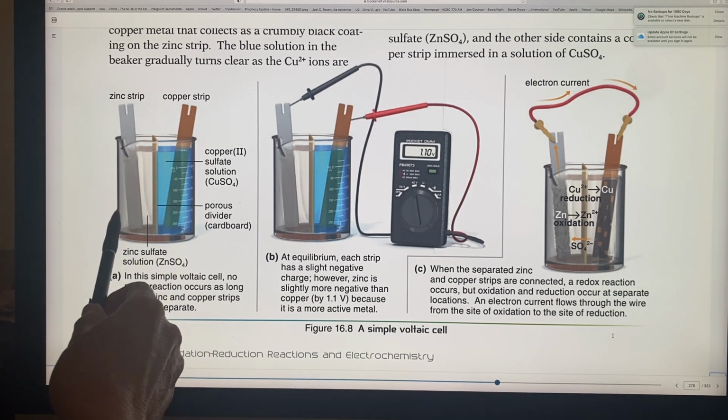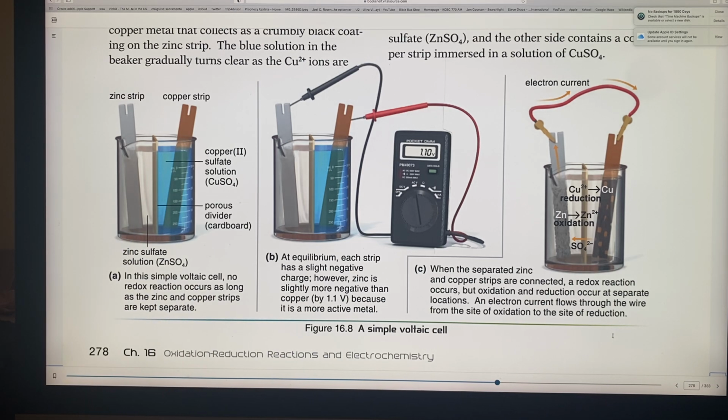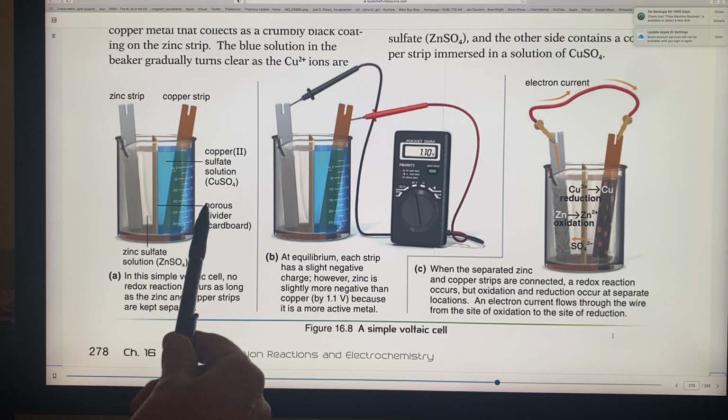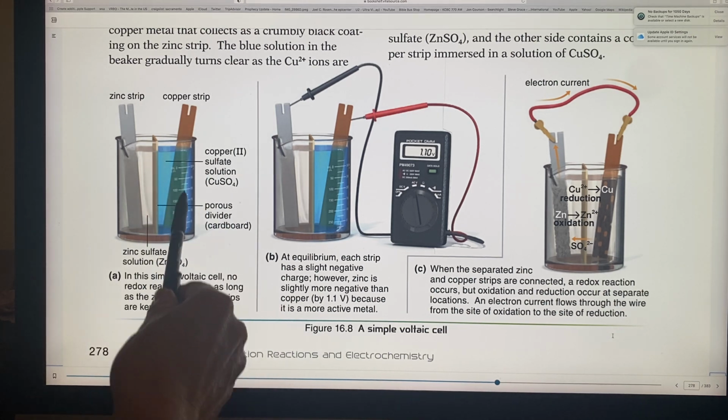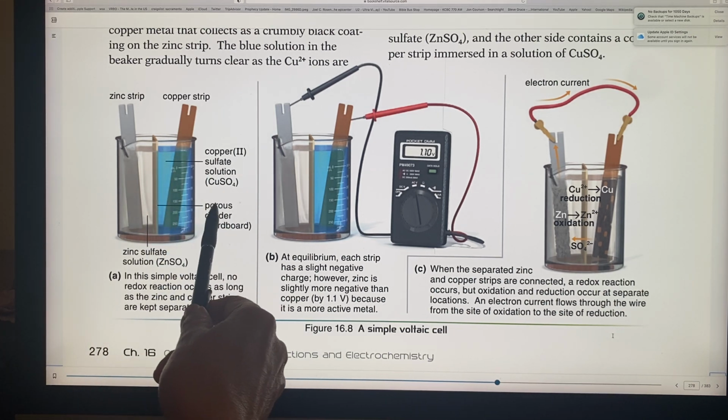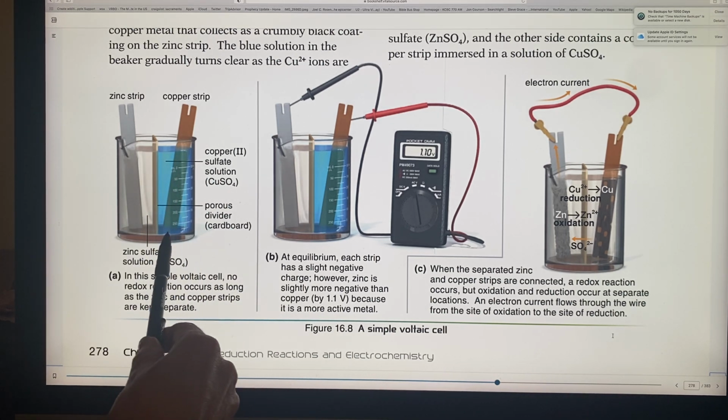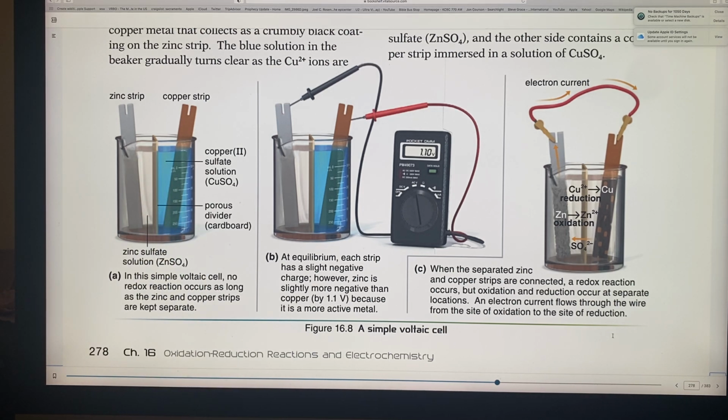So it looks like it's almost two beakers, but it's one beaker with a separation. Here the copper sulfate is going to be floating around in the solution. Here's the porous divider. It's cardboard, so it's not totally going to separate. Some electrolytes, especially the sulfate, are going to go back and forth.